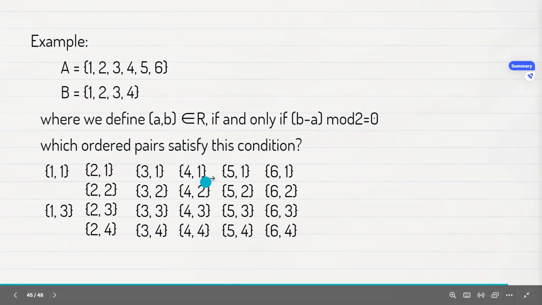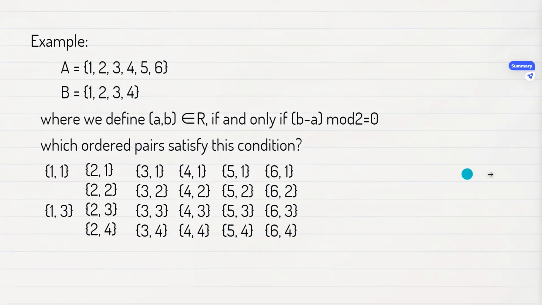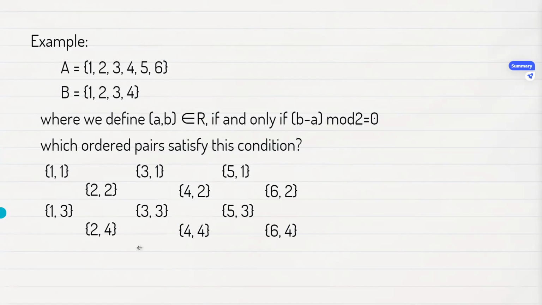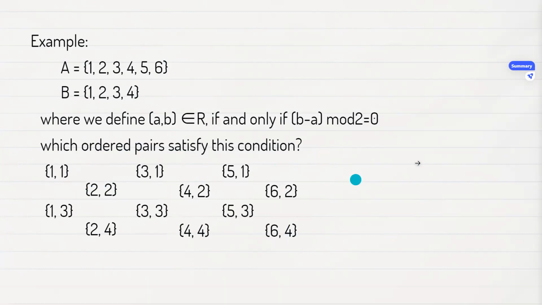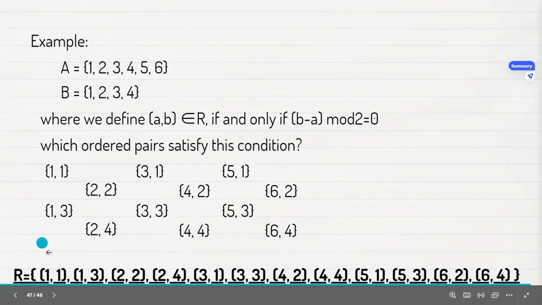And we have to continue this until we go over all of the following ordered pairs, which leaves us with this. And with all of these ordered pairs, we are able to create the relationship or the subset known as A cross B, which is (1, 1), (1, 3), (2, 2), so on and so forth, until we reach (6, 4), which all of these ordered pairs satisfy the condition and thus can be considered part of the subset of the relationship.